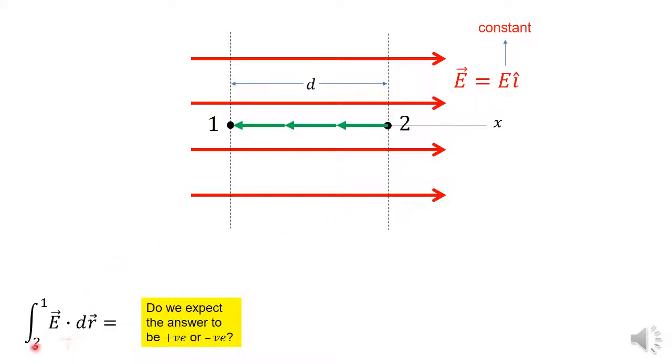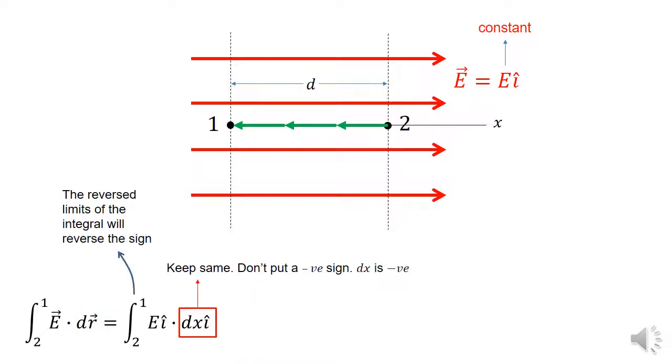Okay, so what if you want to integrate from 2 to 1? Now if you integrate from 2 to 1, I know that the elements of length delta r are opposite the electric field, and so we expect the answer to be negative. So where is this negative sign going to come from if you write this as an integral in this way? I'm going to tell you to keep this dx i exactly the same as we did before. Don't put a minus sign here to write it as minus dx i, because dx itself is negative. The reversal of the sign is going to come because you've reversed the limits of the integral. This will automatically reverse the sign, as we'll see right now.